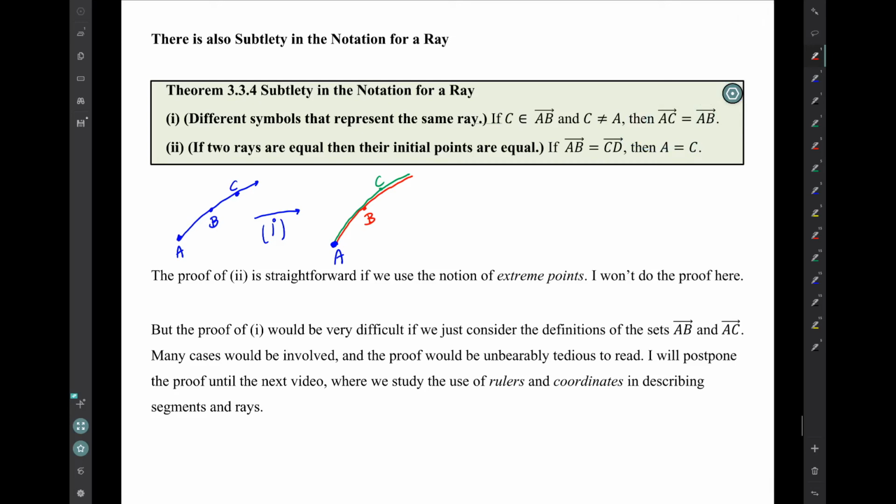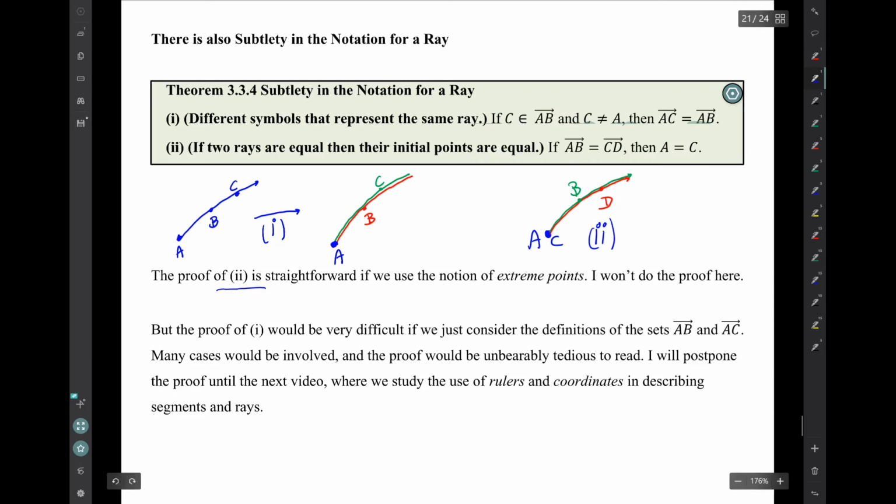Now, how do we illustrate 2? Well, I'm just going to do a single drawing. So here's a picture of a situation where ray AB, that green ray, is equal to ray CD, that red ray. And we can see that in this illustration, the initial points are the same point. So that's an illustration of statement 2.